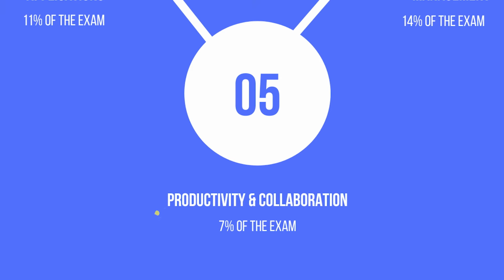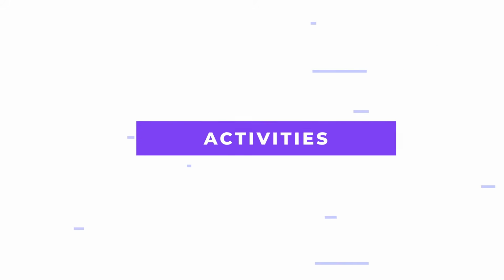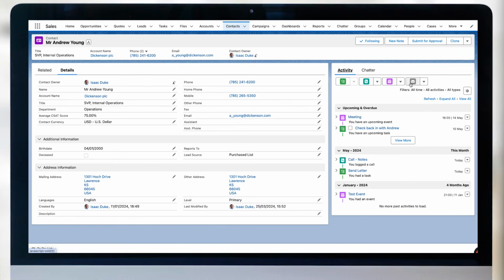The productivity and collaboration knowledge area makes up 7% of the exam. You can expect around 4 questions on the exam that deal with these topics. Activity management deals with emails, tasks, events, and logging calls.